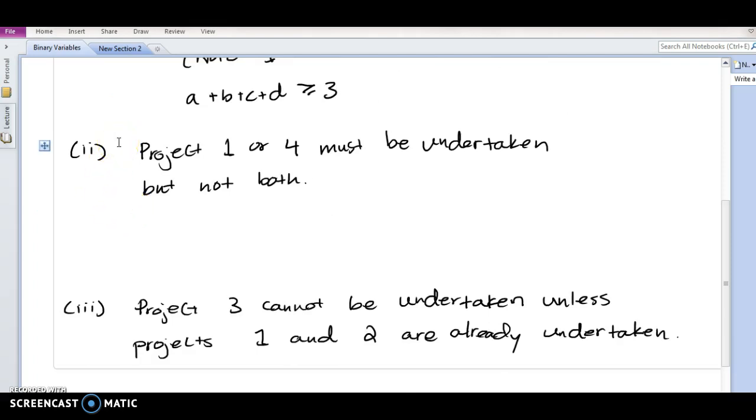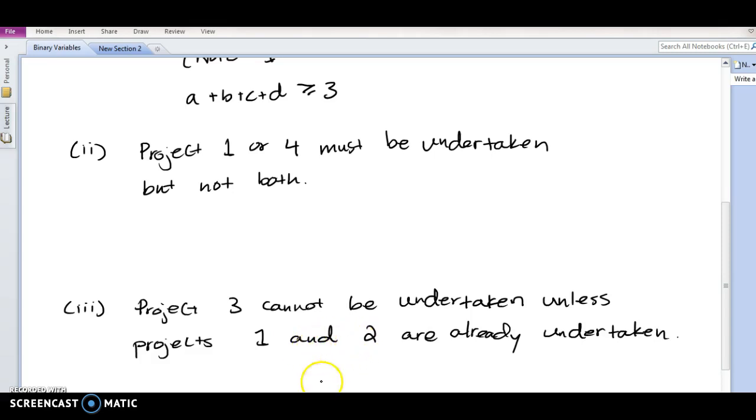Question 2 is interesting. Project 1 or 4, so our binary variables A or D, must be undertaken, but not both. So if they were both undertaken, then what would that mean? That would mean that they would both be a value of 1. So we want that not to be the case. So we just need one of them to be undertaken.